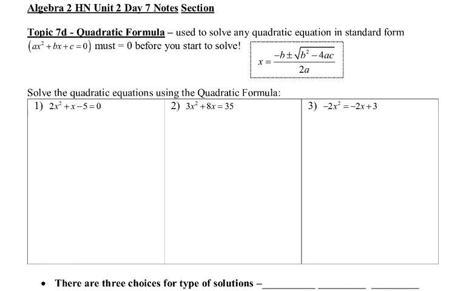To use it, we need it to be in standard form. And standard form means your ax squared plus bx plus c equals 0. So it has to be in order and it has to be equal to 0.